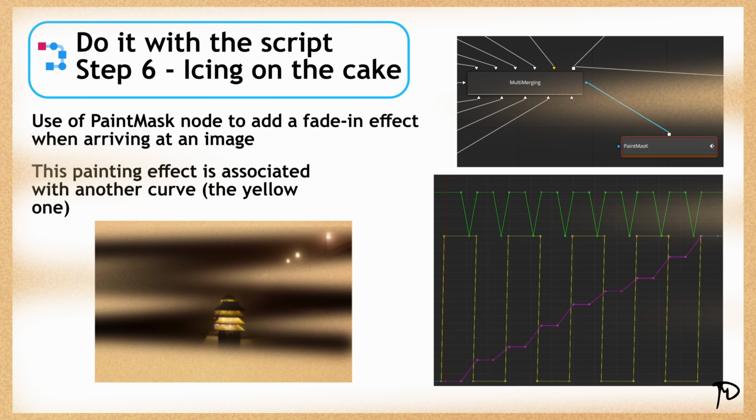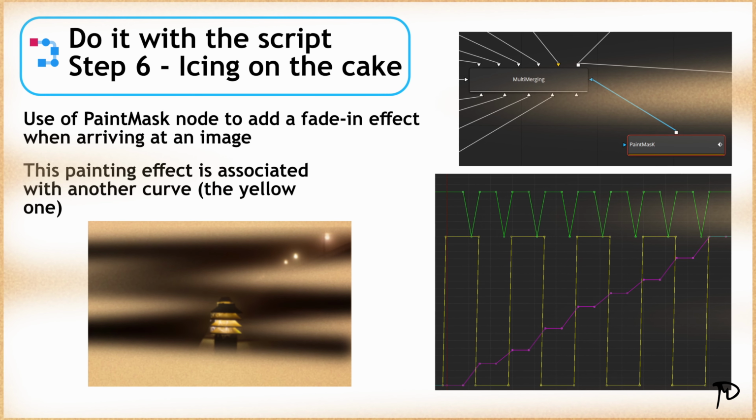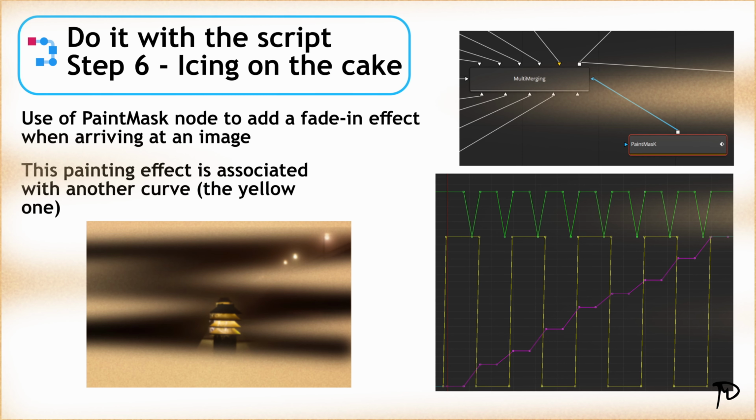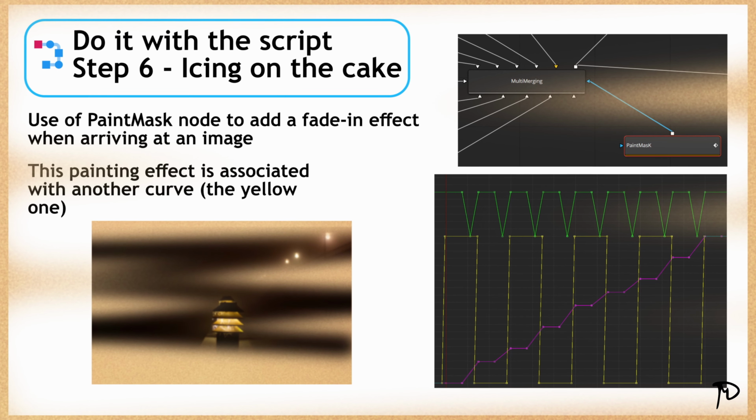Step 6 is the icing on the cake. Another additional curve, this time in yellow, is associated with the mask paint node, which is added as a mask on the multi-merge. The goal is to create a fade-in effect for each image as the focus moves to it.